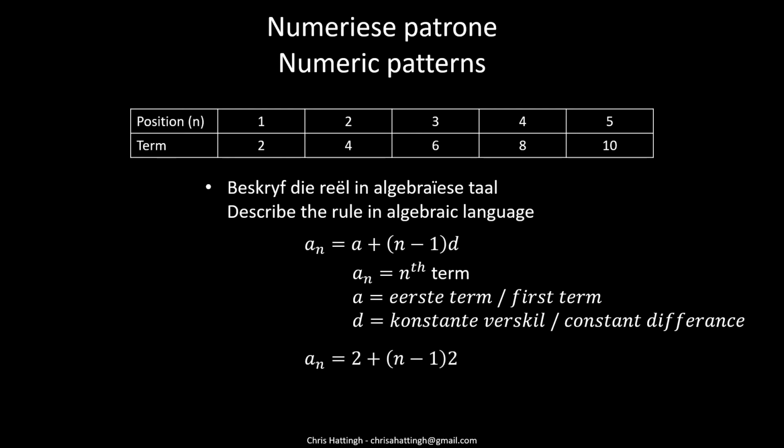So what you're going to do is substitute. The first term is 2, so the little a will change to a 2, and then the d will be the constant difference, which is 2. The n in brackets is going to stay there. It will always be there. Then you're just going to simplify it. You're going to multiply the bracket by 2, so you'll find 2n minus 2. And then if you subtract 2 from 2, you'll find that the formula is 2 times n, or 2n.